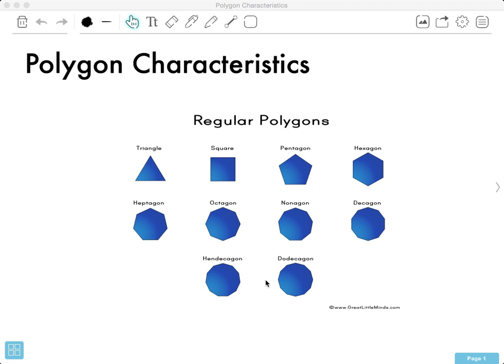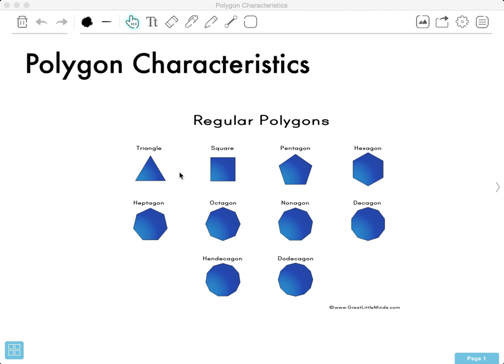Hello, welcome to this video looking at polygons and their characteristics. This video is targeted at students in Essential Math 40S, taking the Geometry and Trigonometry unit. And this is looking at polygons, which is the last lesson in that unit.